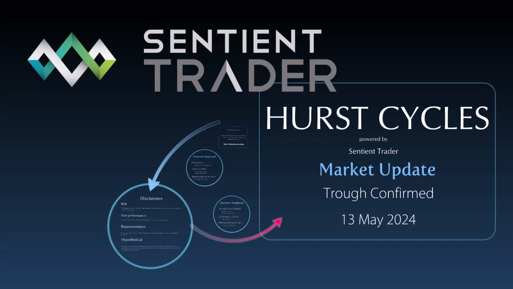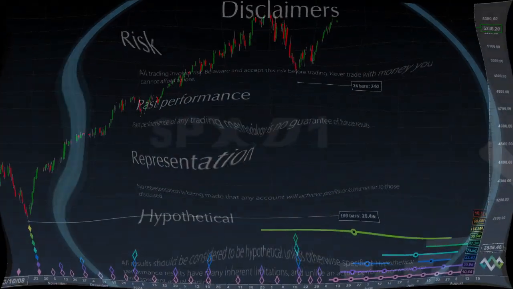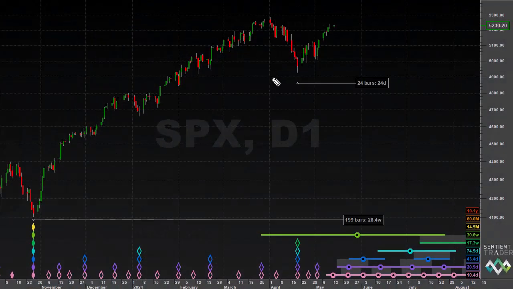In today's market update, we're going to be taking a look at several markets around the world, and we are going to be discussing the trough that we have now confirmed, the trough that formed in the middle of April. We'll be discussing the magnitude of that trough and what the implications of it are. So here is the analysis of the S&P 500 working with SPX data.